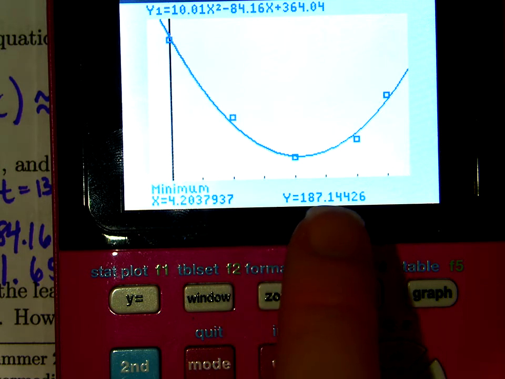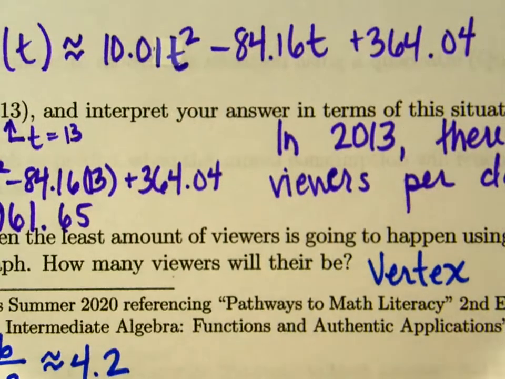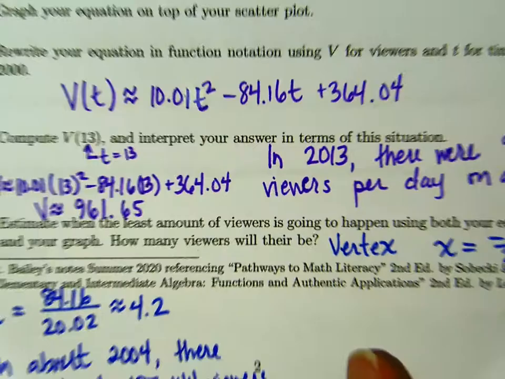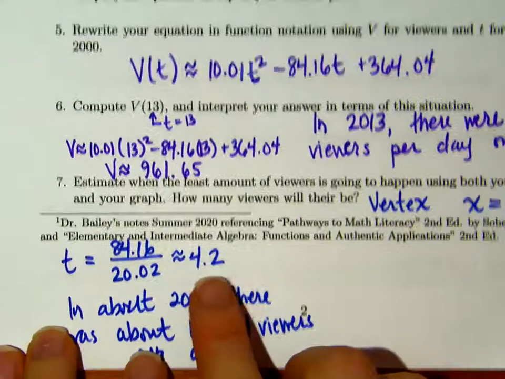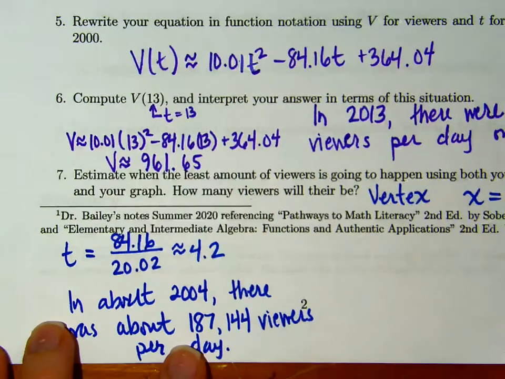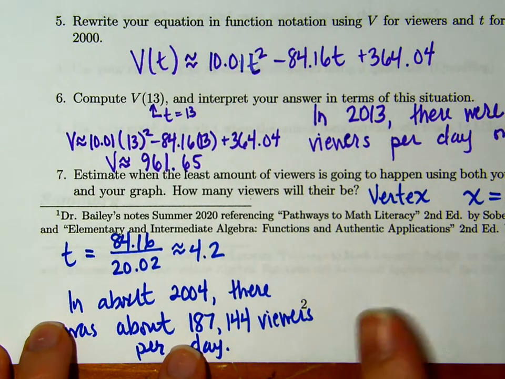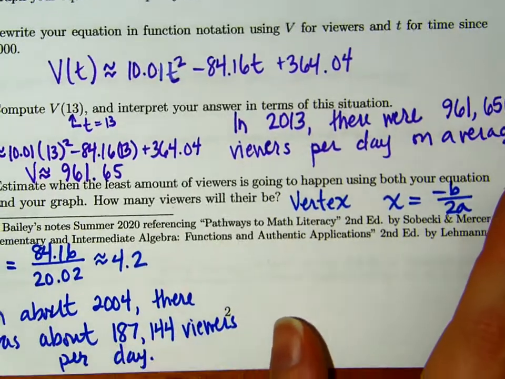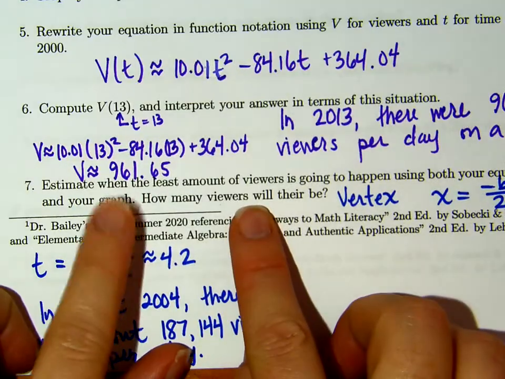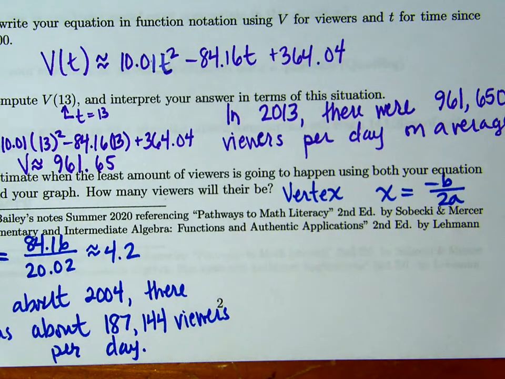So 187,144. So notice how close we are. We just rounded their answers a little bit. Yeah, they included more decimals, and I just shaved off some of those decimals by rounding. So in order to do this using your graph, you actually have to do the process.